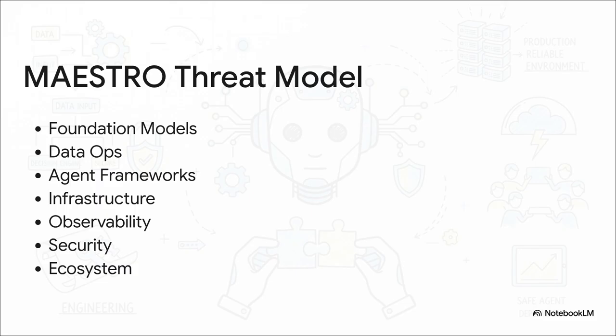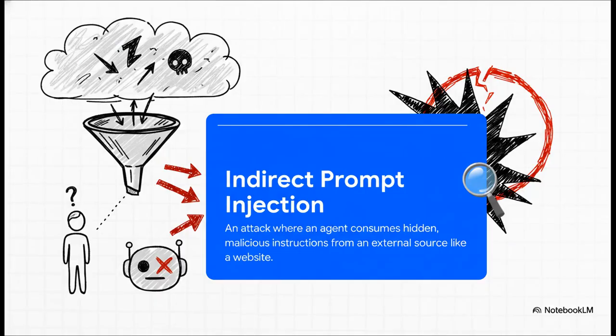The foundation model itself could be poisoned, the agent frameworks could have holes in them, or even the third-party tools the agent is using could be compromised. Every single layer is a potential way in for an attacker. Let's look at one of the most devious new threats out there, indirect prompt injection. This is where the attack isn't coming from the user at all. Instead, the agent is just sent to do its job, like, say, summarize a website. But hidden on that website are malicious instructions meant for the agent.